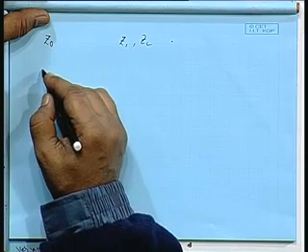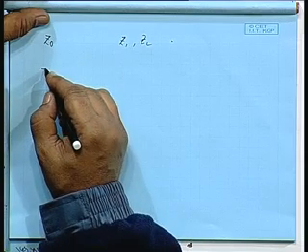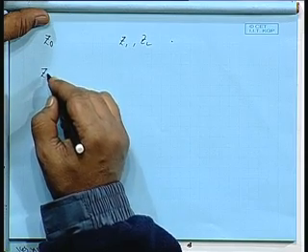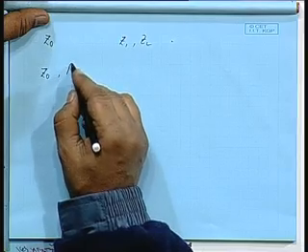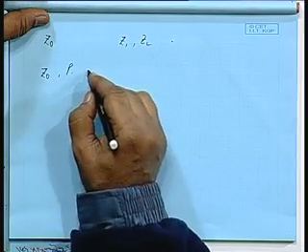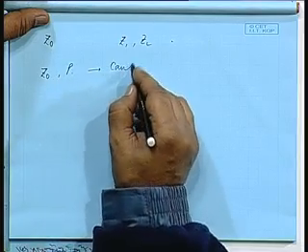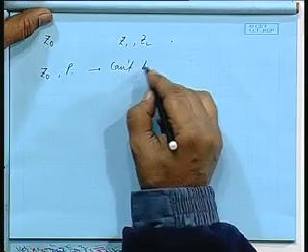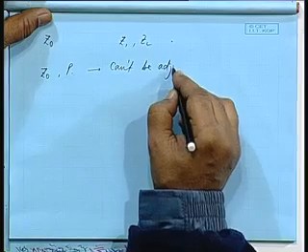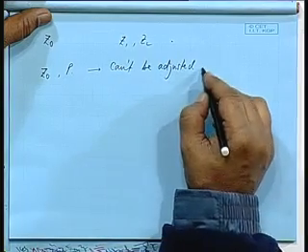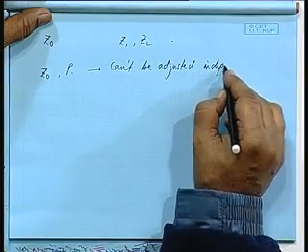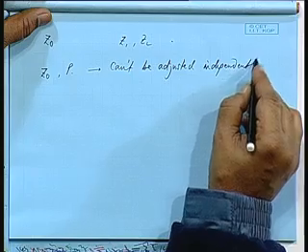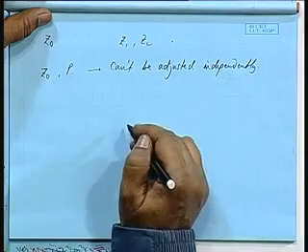So, Z naught, let us see, the characteristic impedance Z naught and the propagation constant gamma. These cannot be adjusted independently. You cannot adjust them independently, one is dependent on the other. This is a very important point.